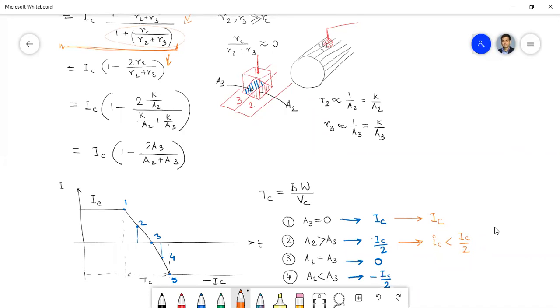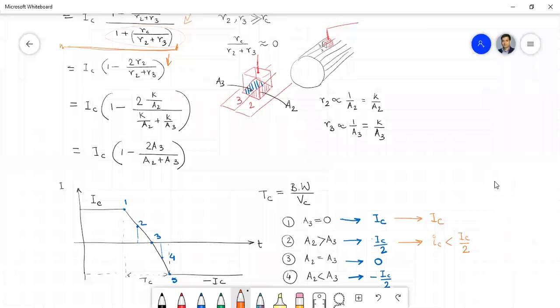That we can say, because this is having the denominator which is more than 1, because 1 plus RC by R2 plus R3 is always a positive value. So it is always more than 1. So additionally, we are getting the denominator, which is more than 1. Therefore, it is always less than IC by 2. So have you all understood this point?